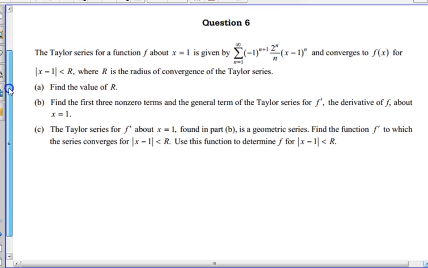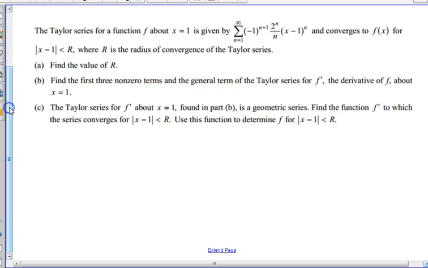And it seems like the Taylor series question is always the last question on the test. That's certainly the case for this test. If you look back at the last few years, that seems to be the case. So let's take a look at this one. We have a Taylor series for a function. They have this phrase here about x equals 1.